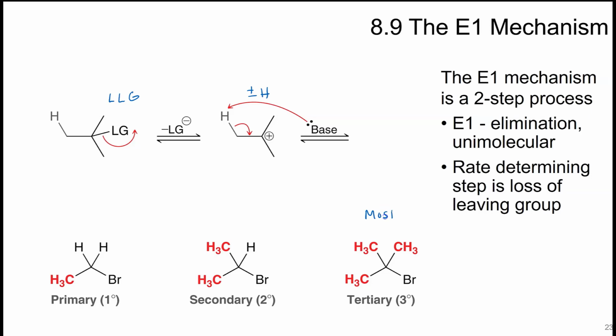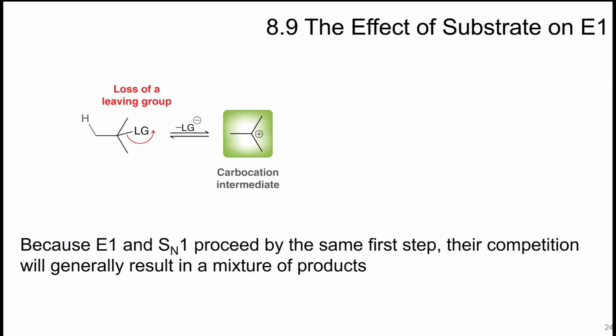So this is the most reactive, and this is the least. And that is because we're going through the same carbocation intermediate. The rate determining step is loss of the leaving group and forming the carbocation. If it can't form, then the reaction is not going to proceed. We have loss of a leaving group, then we form the carbocation intermediate just as we did before.